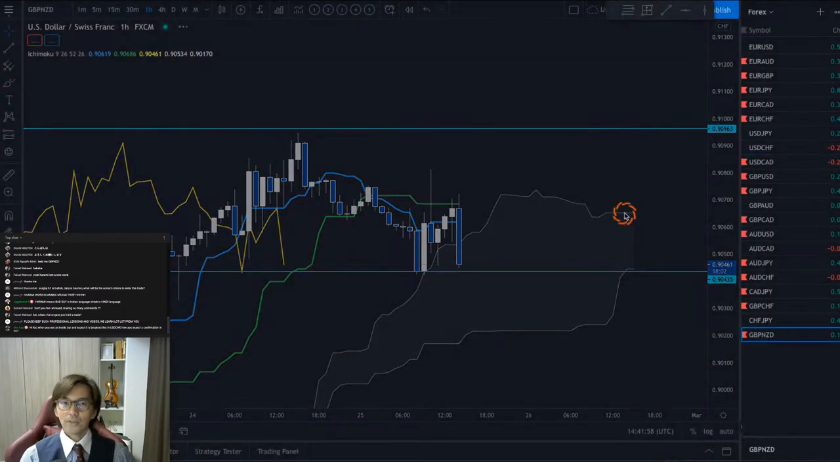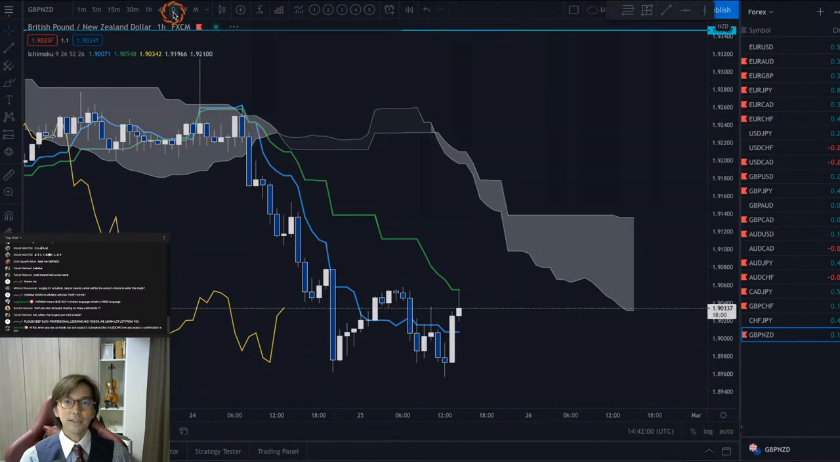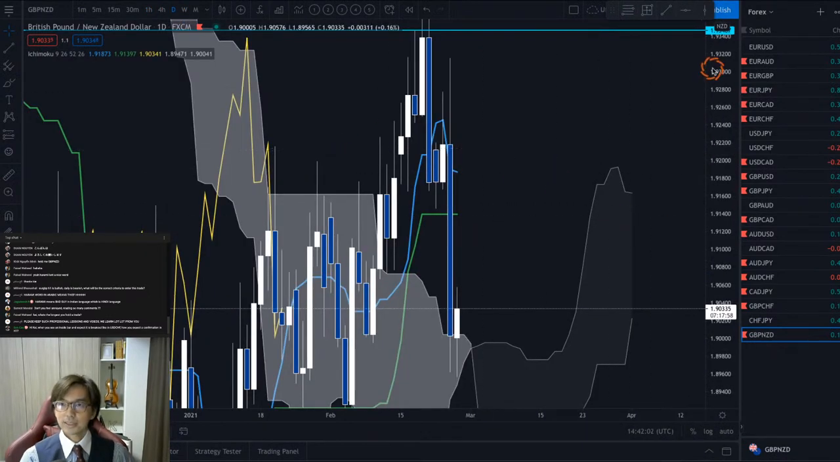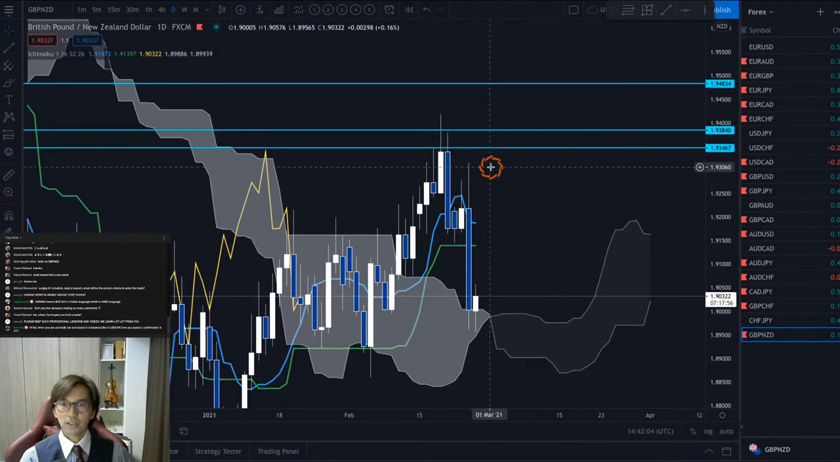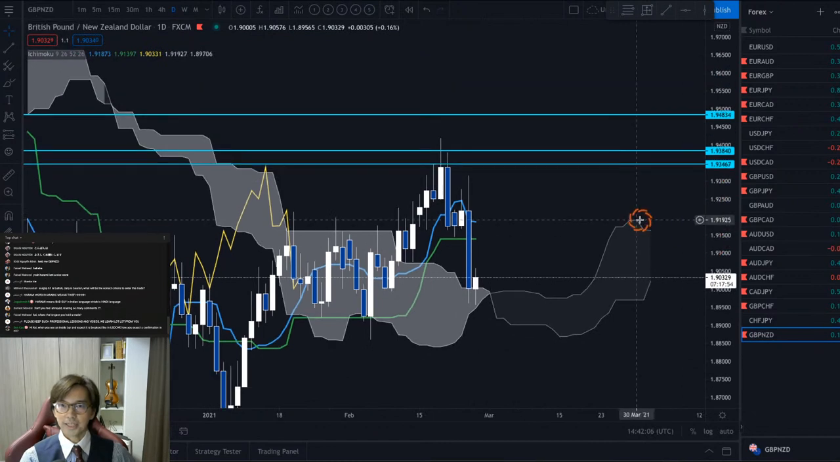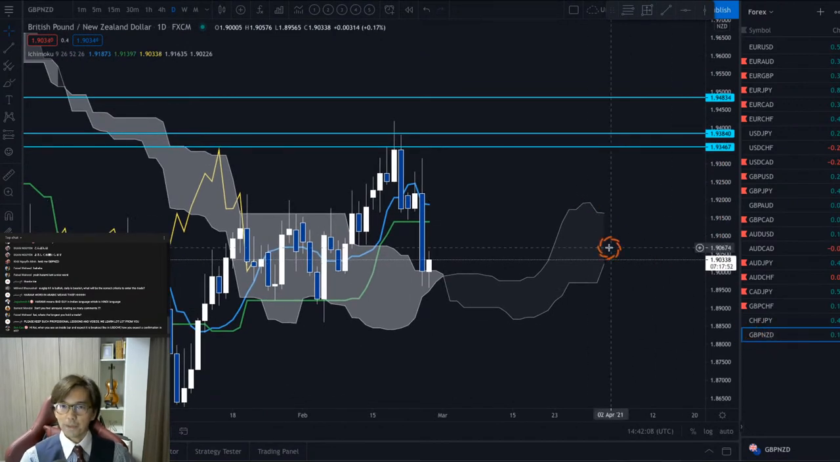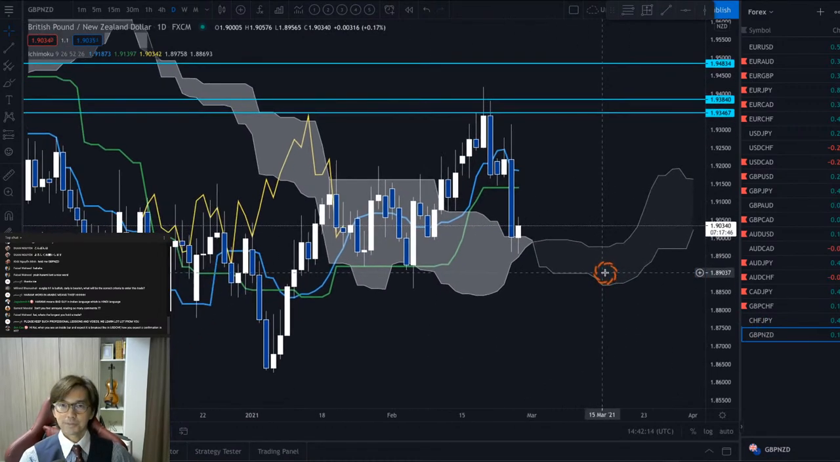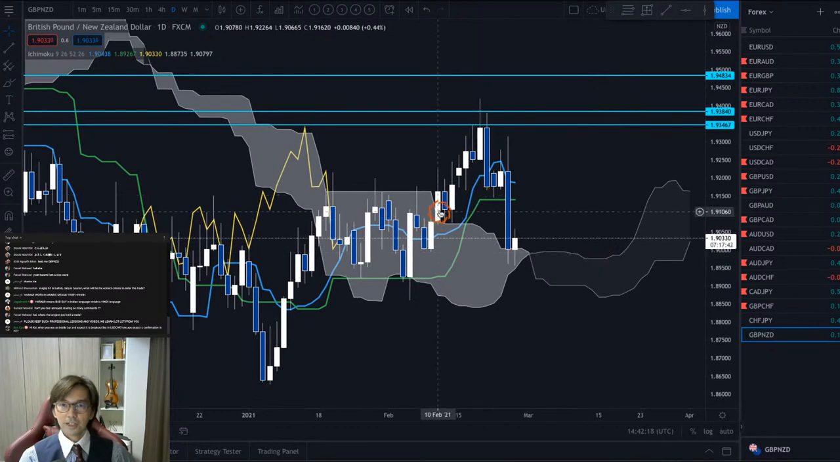So let's see, GBP/NZD in a daily chart. Oh, it's retracing all the way back and now it's in the range. So for me as a day to swing trader, this is not the timing to enter. After the Kumo break, it retraced all the way backwards.